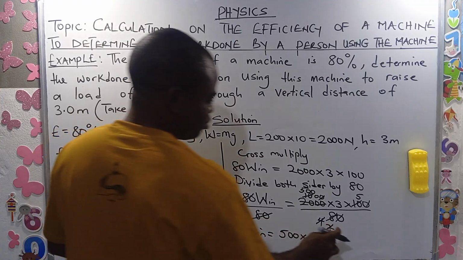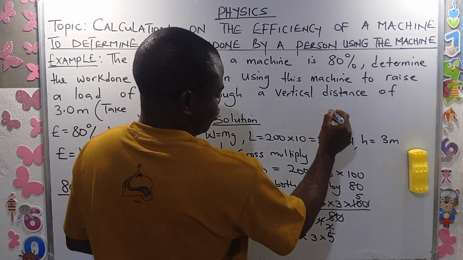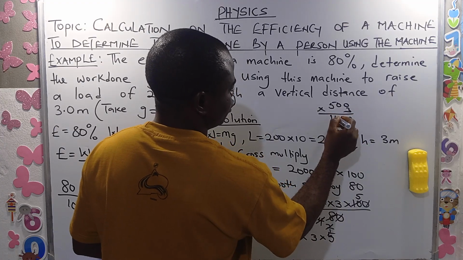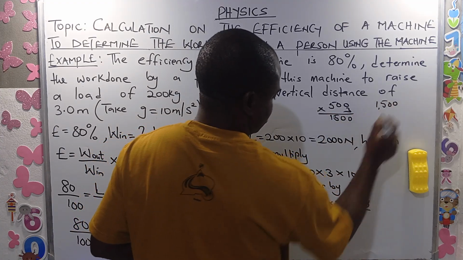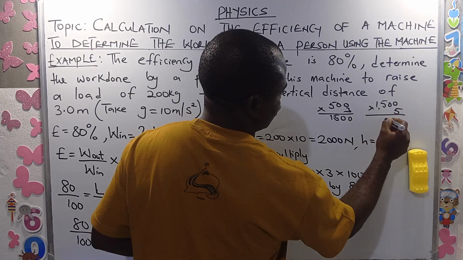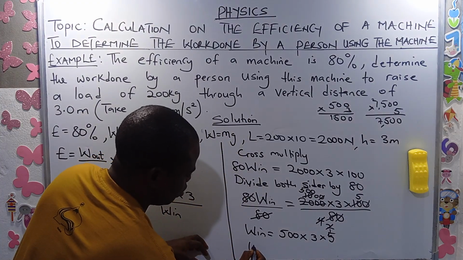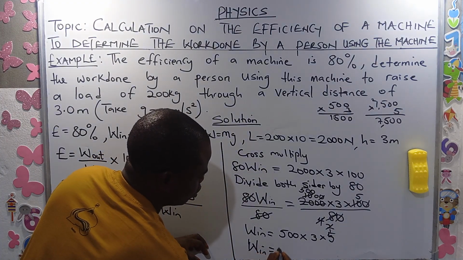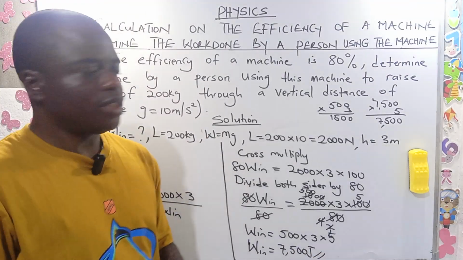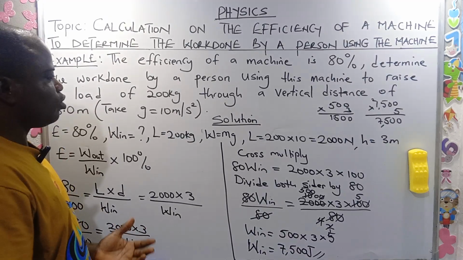Now let's do the multiplication. 500 times 3: 3 times 0 is 0, 3 times 0 is 0, 3 times 5, 15. Now 1500 times 5. 5 times 0 is 0, 5 times 0 is 0, 5 times 5, 25. Put 5 down, carry 2. 5 times 1, 5 plus 2, that's 7. That's work input. Work input equals 7,500 joules. That's the work input, which is the work done by a person using this machine to raise a load.